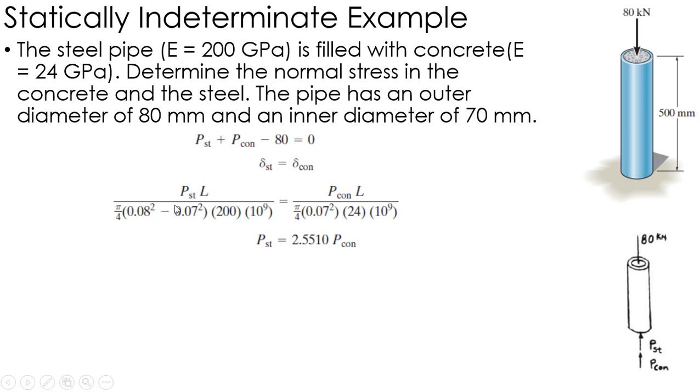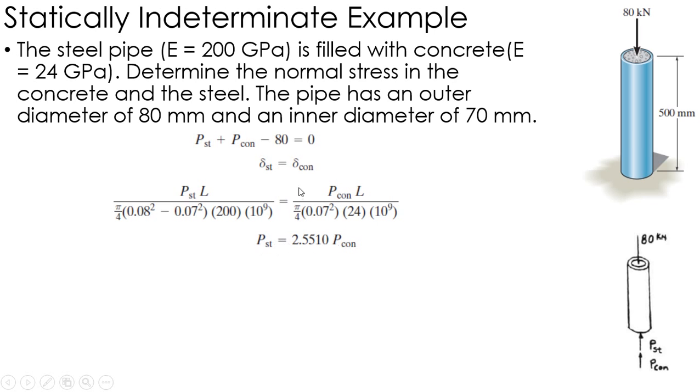So what I do here is I plug in the force in the steel and the force in the concrete, times the lengths. Those are the same, 500 millimeters, but it doesn't really matter because it's going to cancel out anyway. All over the areas. So I've got the area of the steel, the area of the concrete, and then the Young's modulus of the steel and the Young's modulus of the concrete. Again, the deformation of these two columns is the same because they're rigidly connected to one another. This gives me a second equation that relates the force in the steel to the force in the concrete.